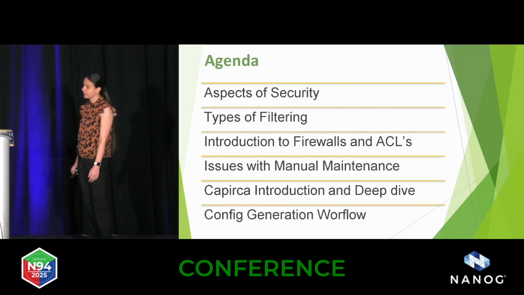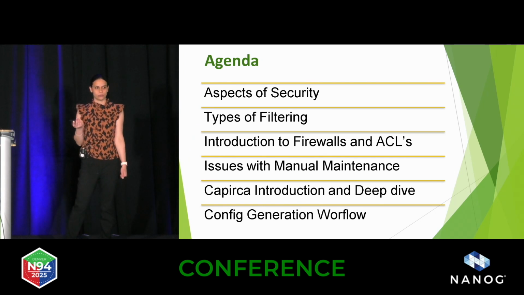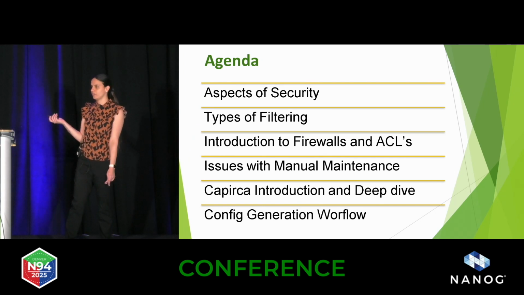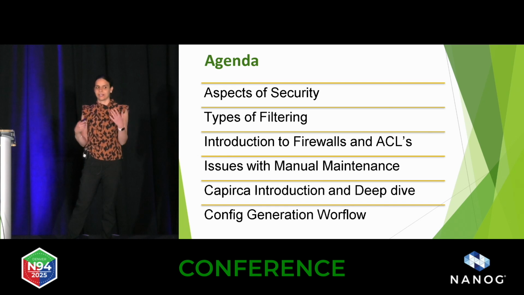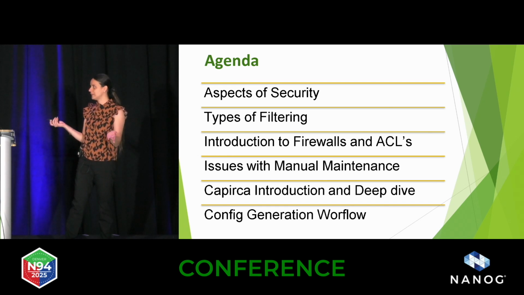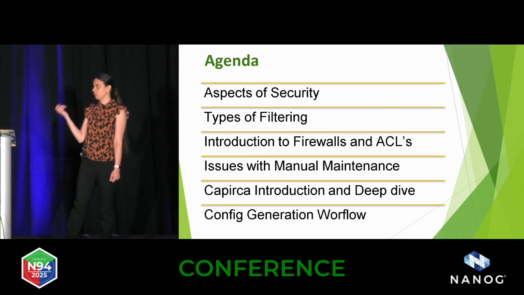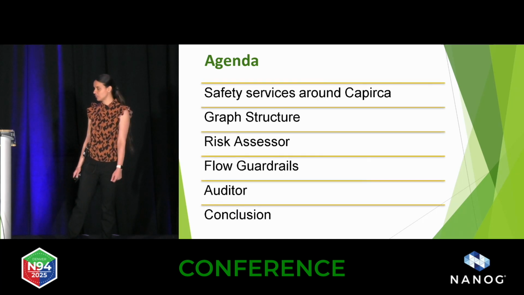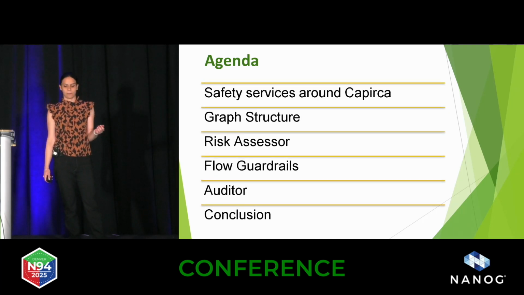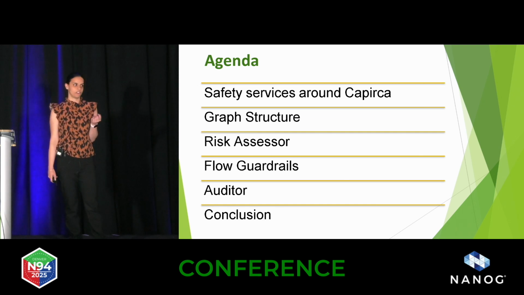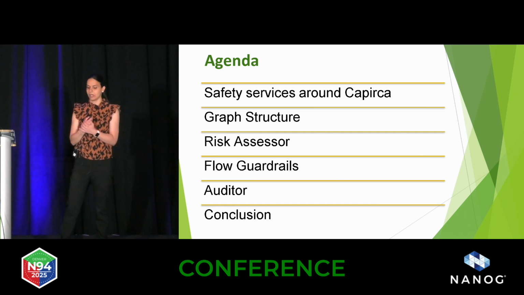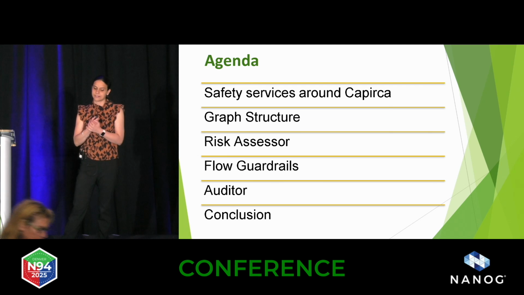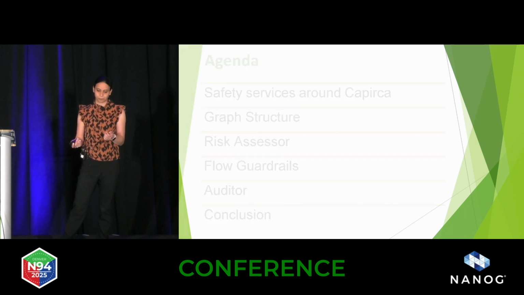So let's get started. I'll first briefly walk through the agenda. We'll be talking about different aspects of security and then types of filtering, a brief introduction to firewall ACLs, and then we will deep dive into Capirca and the config generation workflow. I will then talk about the safety services that we've built in Capirca, which include risk assessment and some flow guardrails, and then I will go through the conclusion.